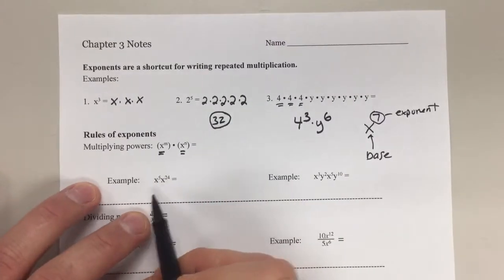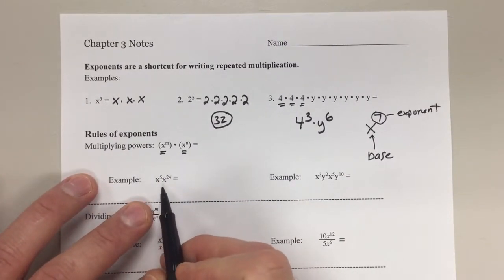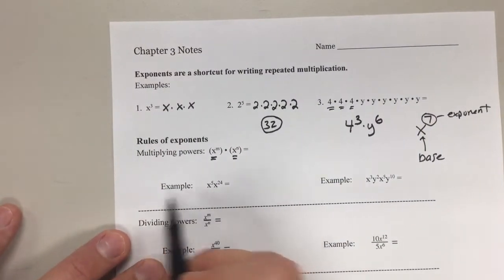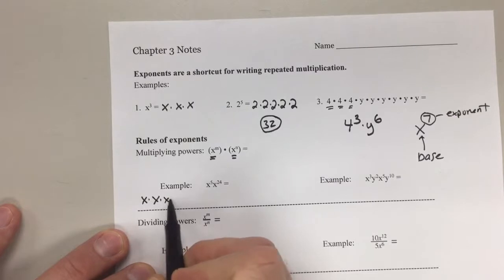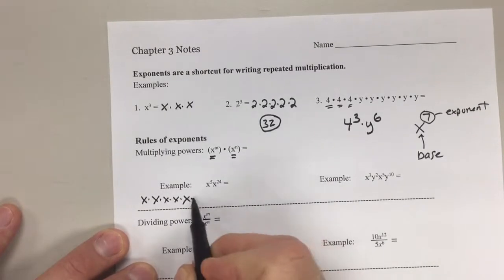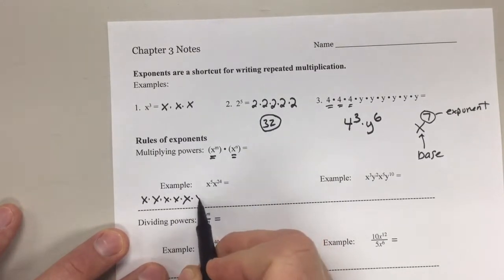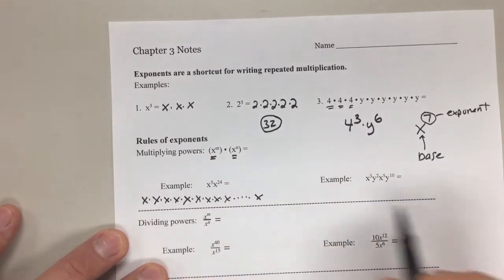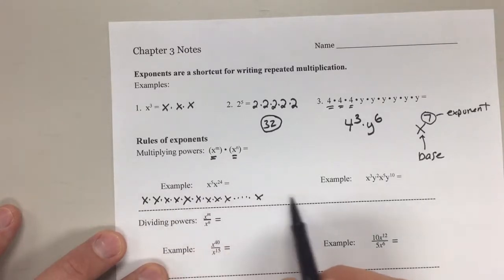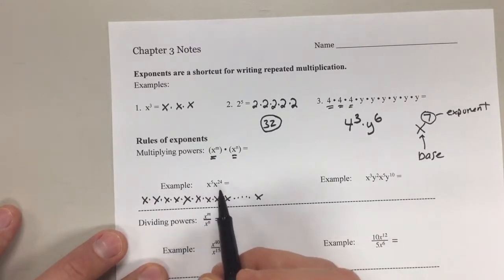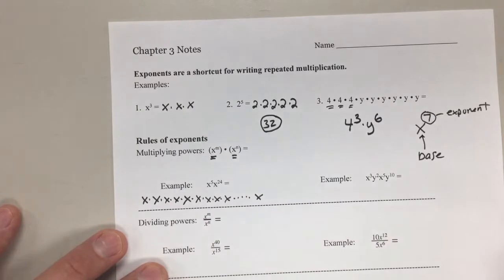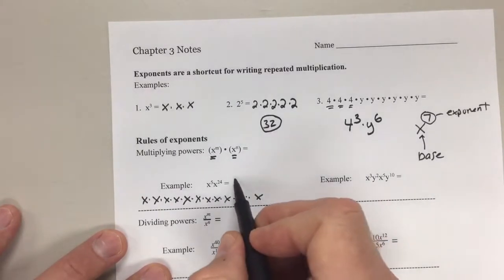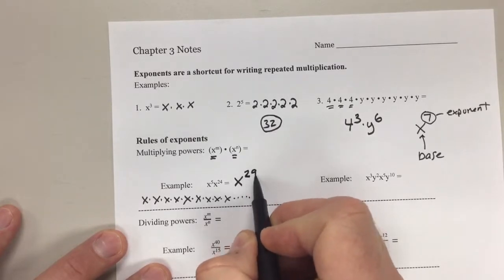So in this case, I have x to the fifth times x to the 24th. What this really means is that I have 5 x's times 24 more x's. Think about how many x's I would have written down here. Well, I'd have 5, and then I'd have 24 more. So how many would I have total? Well, 24 plus 5 would be 29. So my answer to this is x to the 29th power.